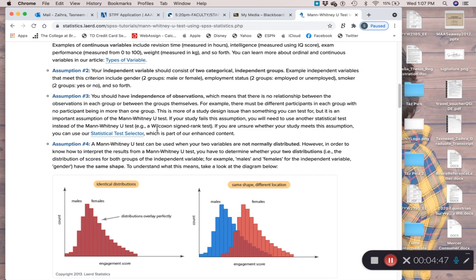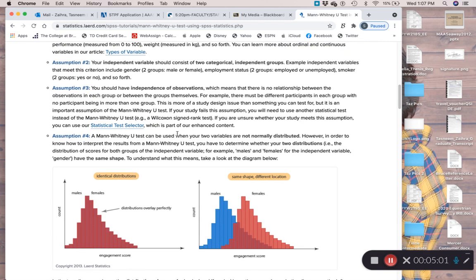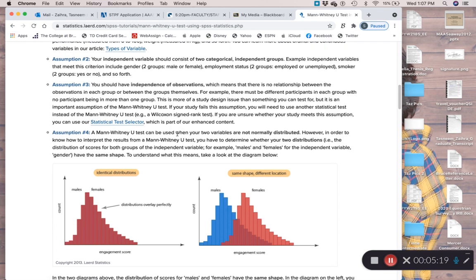If your study fails these assumptions, you will need to use other statistical tests instead of Mann-Whitney. An example would be Wilcoxon's signed rank test. You could use that then. If you are unsure whether your study meets this assumption, you can use some online statistical test selectors, but I would ideally go back and review and see what works and what doesn't work for my data.